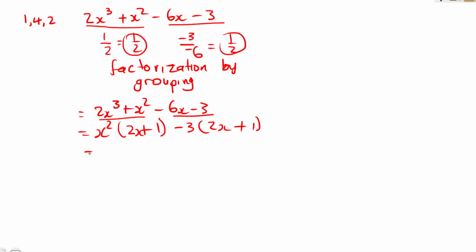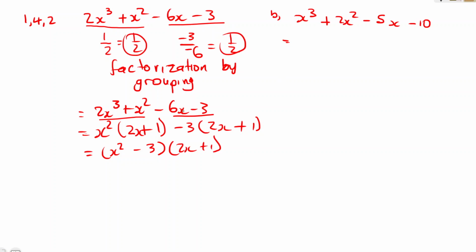I think my pointer is freezing a little bit because my computer is slow. So the answer here is you take this x squared minus 3 and this 2x plus 1. This is the final answer for your factorization by grouping. So we are done with the first one. I'll try to do a second example, then I'm going to show you how to use synthetic division.